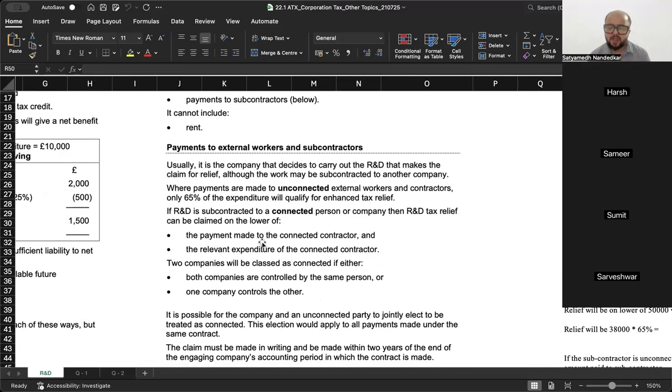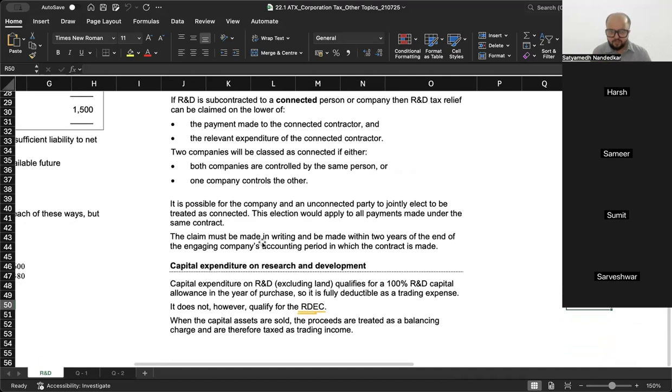दोनों में से you can claim on the lower of the two. But you get an election, you get a choice here that if two companies are not connected but they can choose to be connected, they can choose to show themselves as connected, and they can use this election in their own favor so that they can claim a greater amount of RDEC credit.